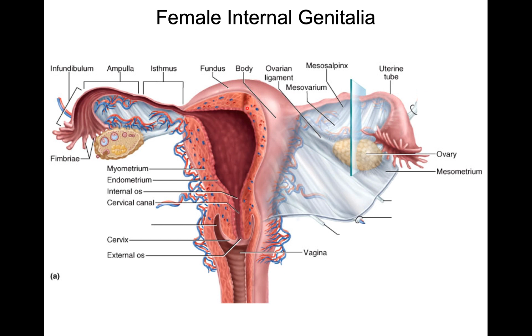The uterus, again, is made up of an inner lining called the endometrium, the muscle lining called the myometrium, and it has a few different structures in and of itself. The dome at the top of the uterus is called the fundus. The majority of the uterus is called the body, and the opening of the uterus is called the cervix.